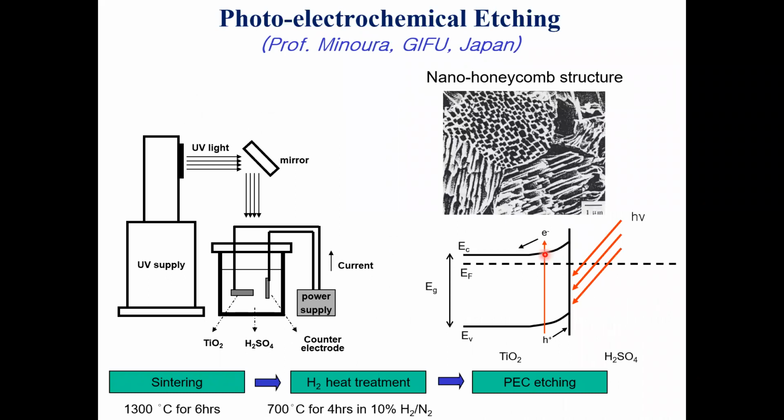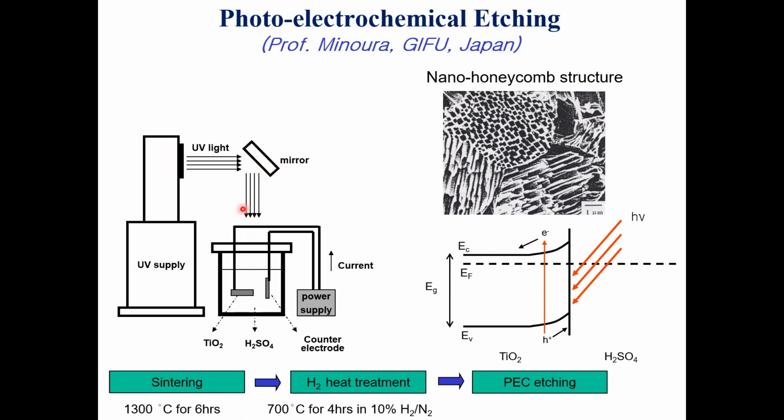Finally, I'm going to talk about a technique that I learned from my visiting professor Minoura's lab at Gifu University in Japan. He's actually taking polycrystalline sintered TiO2, titanium dioxide. So that's a piece of sintered TiO2. You can see sintered TiO2. And then he puts it in a sulfuric acid solution, and applies an electric field, connecting one electrode with the sample, the other electrode inserted in the solution. And then shine with UV light.